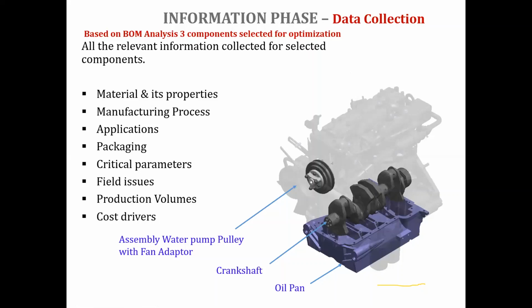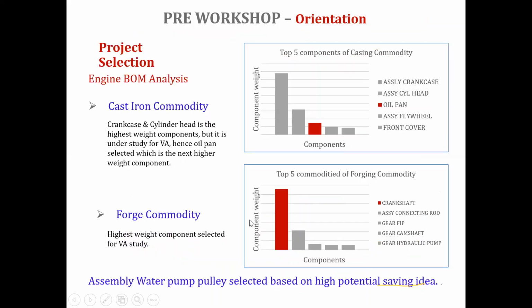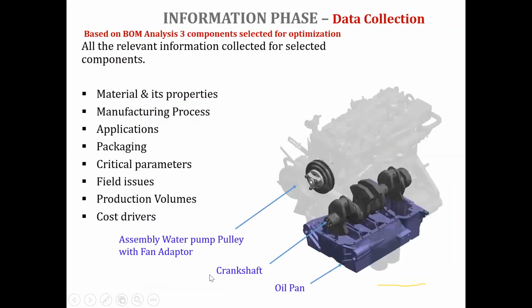So out of many components, this tractor engine has a lot of commodities and different components. Out of the different components, only the oil pan, crankshaft, and water pump have been taken for the information phase, to analyze the technical details with respect to the materials, the manufacturing process, and where it is applied.